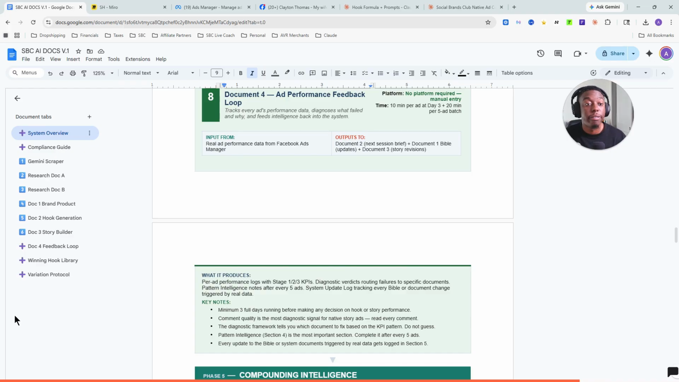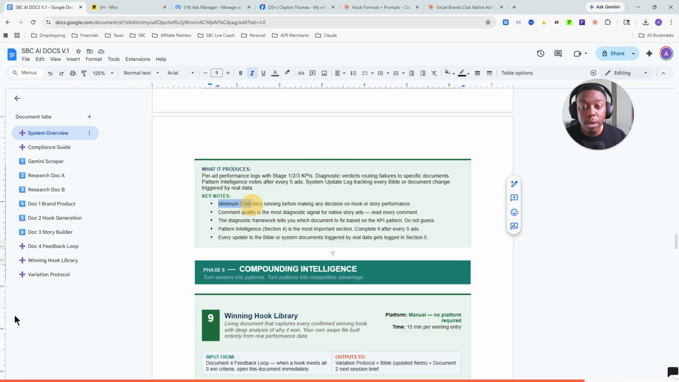It's not going to be smart until we feed it the data. And your data should not come off of 1 day of spend. It should always be in 3-day intervals, and it's going to recommend you that as well. A minimum of 3 days running before making any decisions on hook or story performance. I don't care if you spend $100.